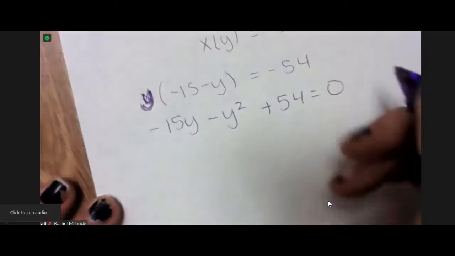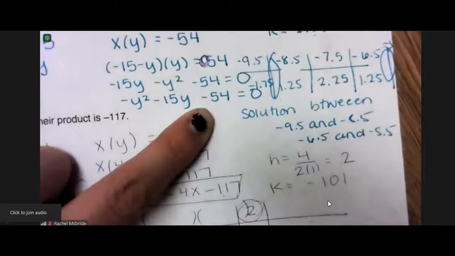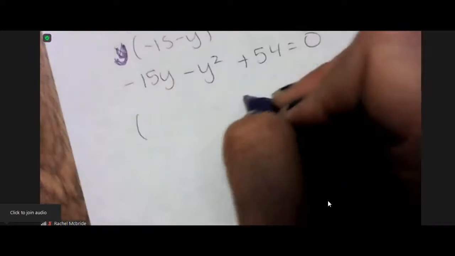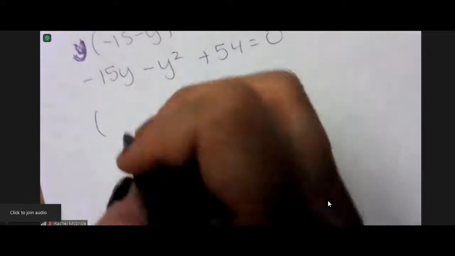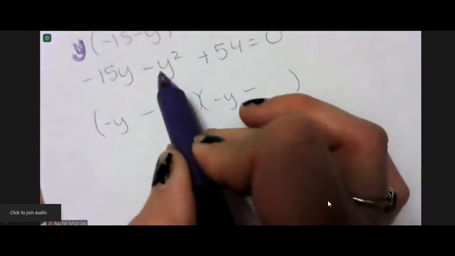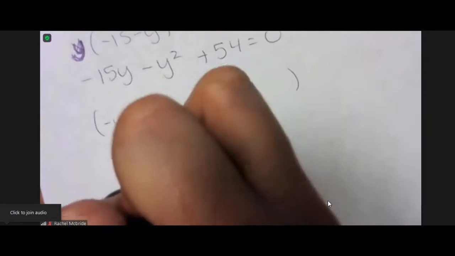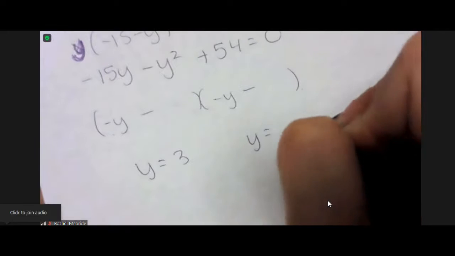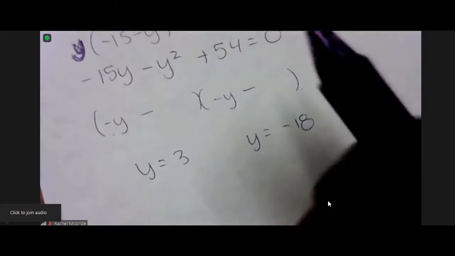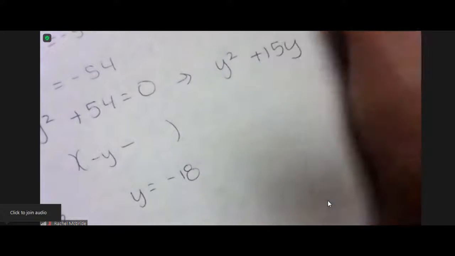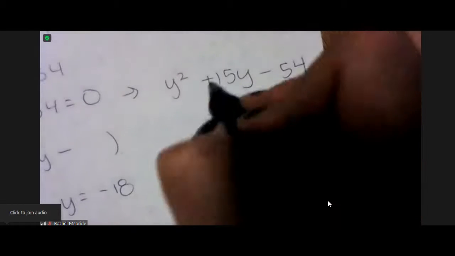Yeah, because now if I move my 54 over, it'd be positive, which would give me a 3 and an 18, where I had it negative. And again, because I have the negative y squared, they're going to be the opposite of what you would think they are. And then once you solve them back, you would get y equals 3 and y equals negative 18. Because you could also have y squared plus 15y minus 54, which would be much nicer to factor.